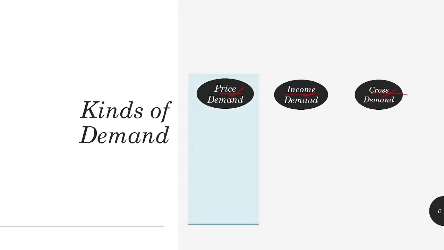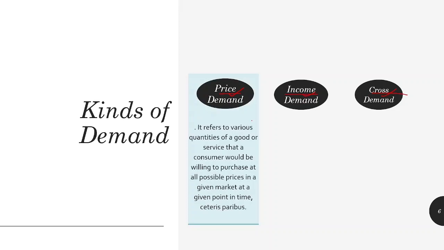So let's look at price demand. Under price demand, it refers to various quantities of goods or services that a consumer is willing to purchase at all possible prices in a given market at a given point of time, ceteris paribus. Here ceteris paribus means all other factors are constant. So price demand basically finds the relation between the quantity demanded and the price.